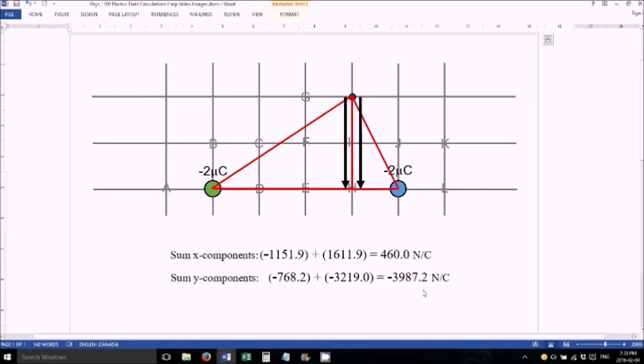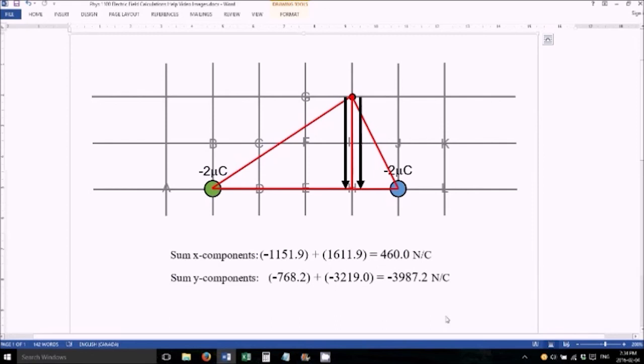negative 3,987.2 newtons per coulomb. So that's worth noting, is we had one electric field pointed this way and another electric field pointed this way. That means that the x components oppose each other and cancel out, but the y components actually add up. So now we've got the x component and the y component of the total electric field due to both charges at this point with the red dot.